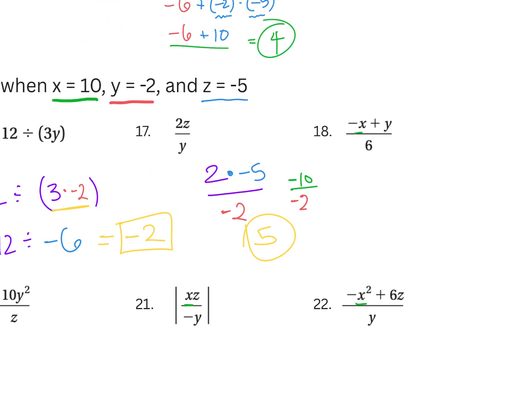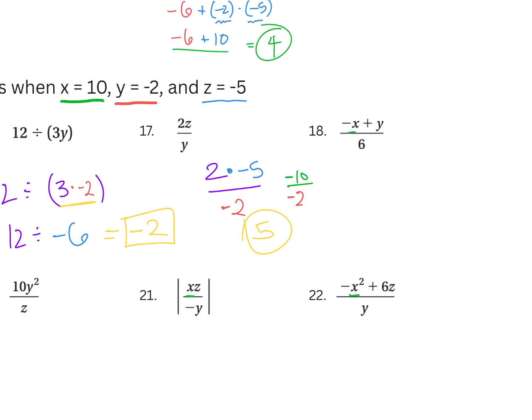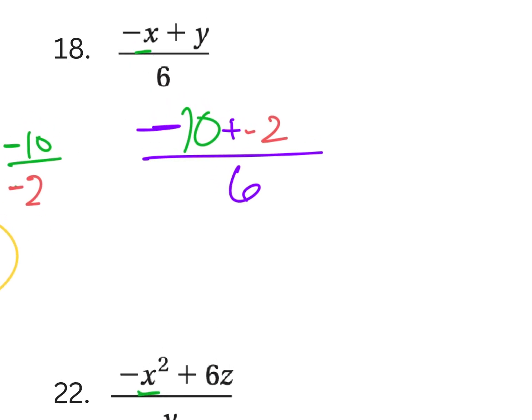Okay, I started mixing up some colors here, so I had to double check what my x was. X is 10, so we're going to have negative 10 plus negative 2 all over 6. All right. So up top here, all we have is addition and subtraction. This is adding a negative, so that's like subtracting.